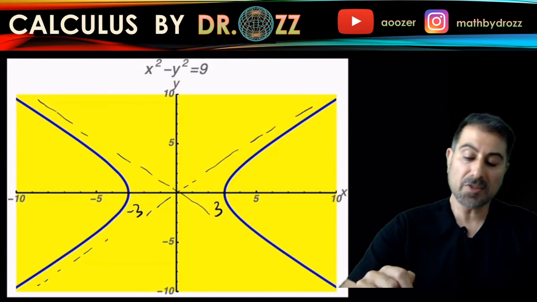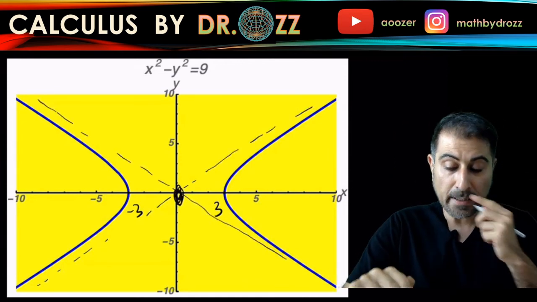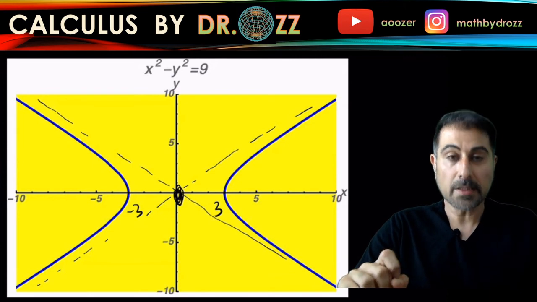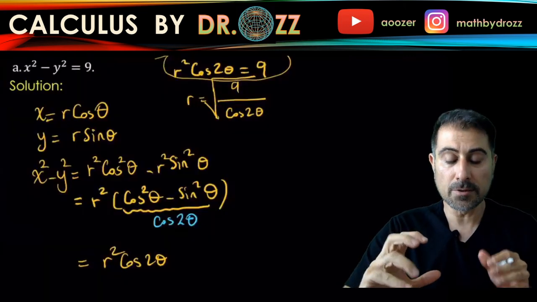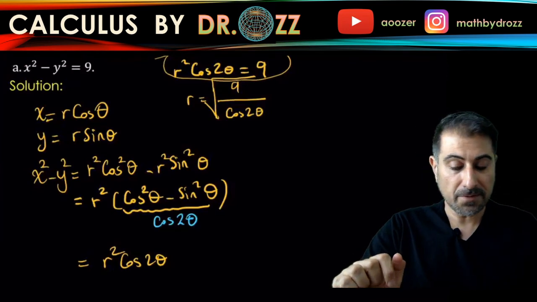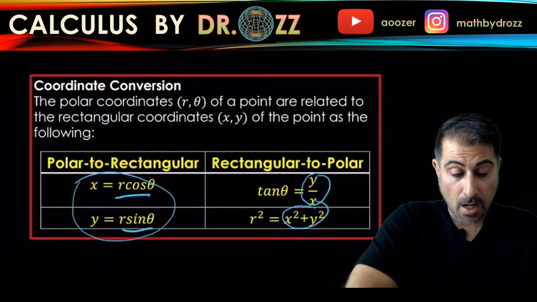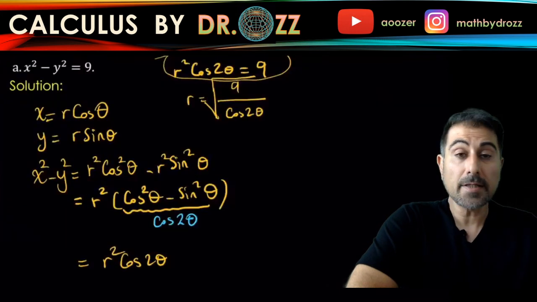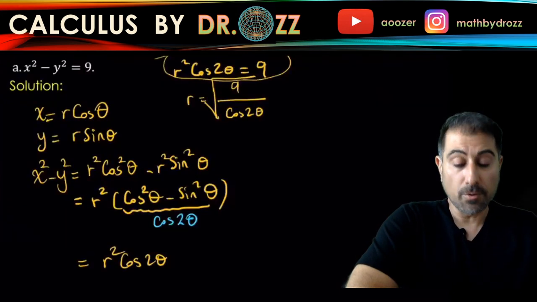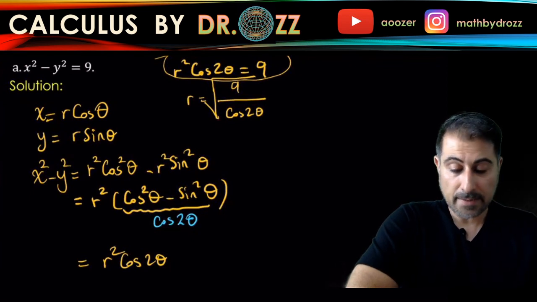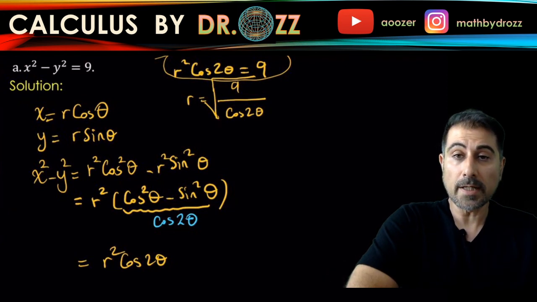You can check all of these properties, but the whole idea here is to use your calculator, put it in polar form, and directly feed the polar equation that we got here, which is r squared cosine 2 theta equals 9, or you can enter r equals radical 9 over cosine 2 theta, and please get the 2 branches of the hyperbola at the end.